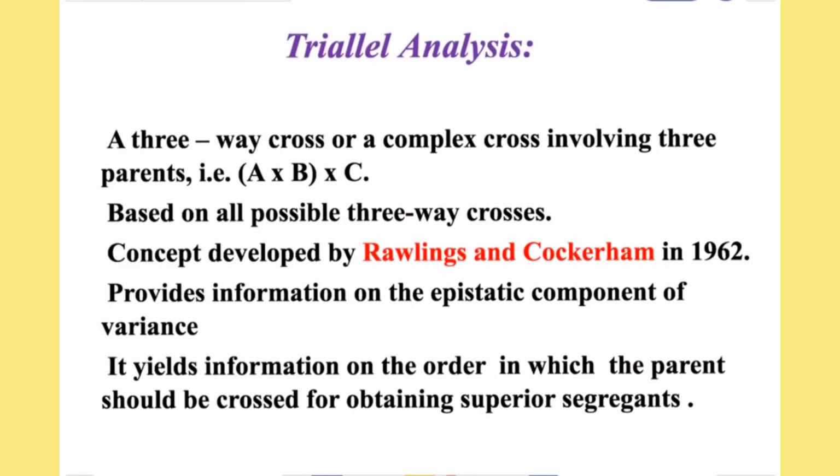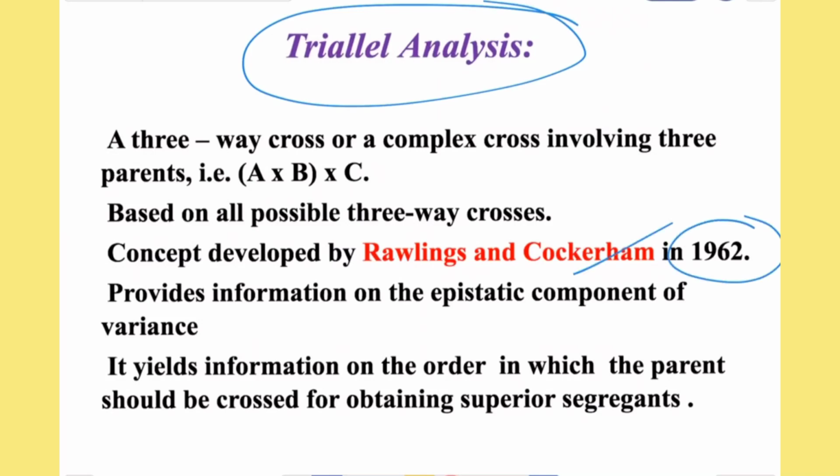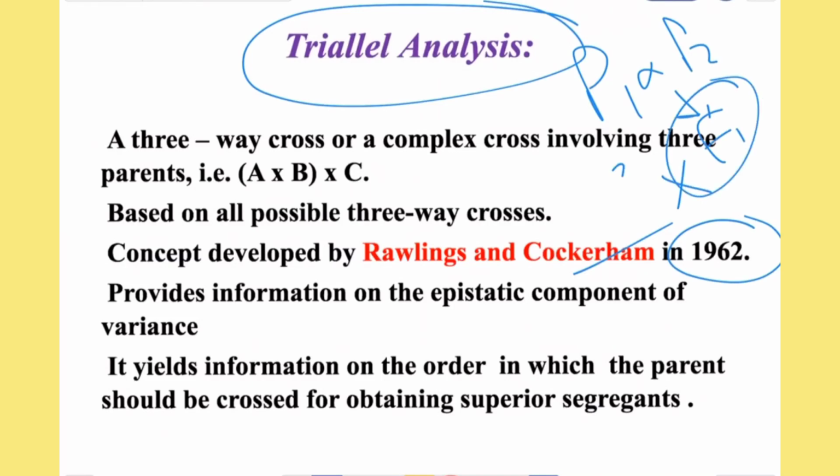Now after biparental mating design, let's come to the triple test cross analysis. This analysis was first developed by Kearsey and Jinks, and it is based on all the possible three-way crosses, or complex crosses that involve three parents. Like when we cross P1 and P2, we get the F1, and this F1 we cross with another inbred line. Triple test cross analysis gives information about the epistatic component of variance, while the other biometrical techniques like diallel, partial diallel and intertester do not give information about the epistatic component of variance.